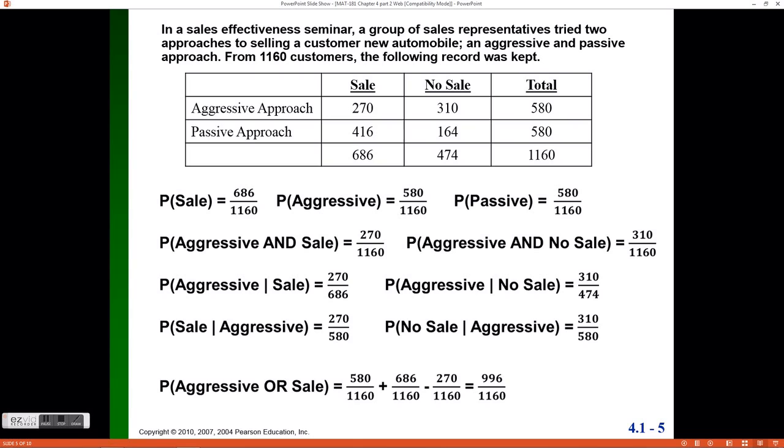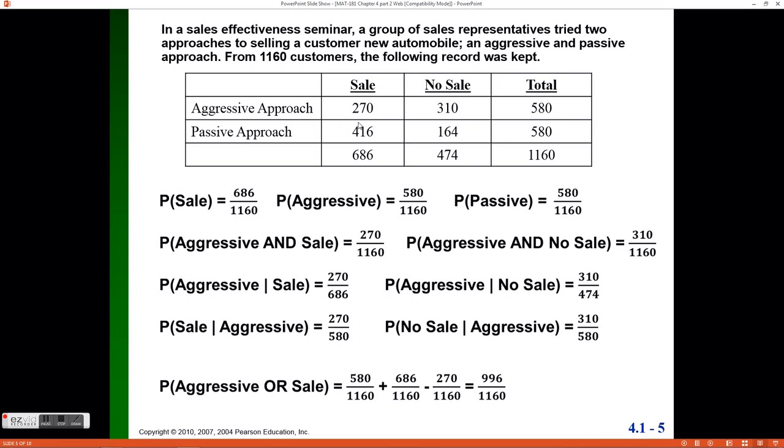In this video, we will look at how to compute probabilities from information given to us in a two-way table. In this example, we have some data on two different types of sales approaches used to sell cars, an aggressive approach and a passive approach. Data was collected from each approach and on whether or not there was a car purchased or there was not a car purchased.